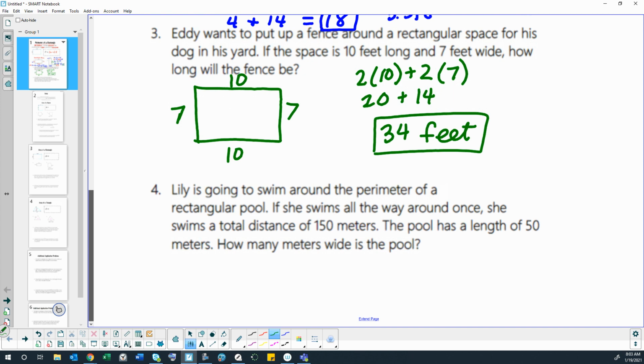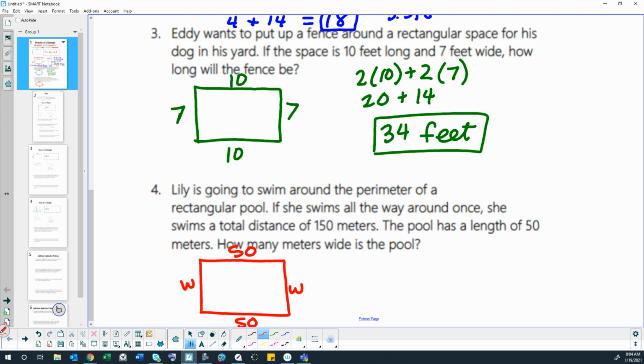All right, last question. Lily is going to swim around the perimeter of a rectangular pool. If she swims all the way around once, she swims a total distance of 150 meters. The pool has a length of 50 meters. How many meters wide is the pool? Again, I always like to draw a picture. You don't have to. It's just something that helps me see what I'm doing. So the pool has a length of 50 meters. So it'll be 50 on both of those sides. But I don't know what the width is.